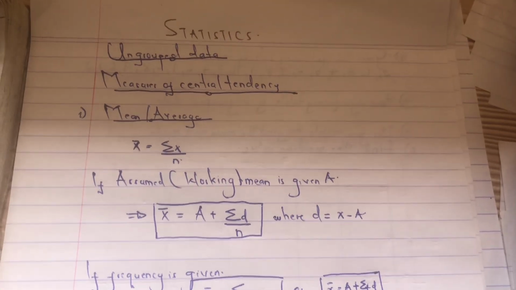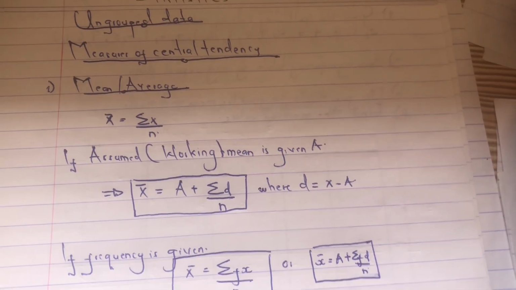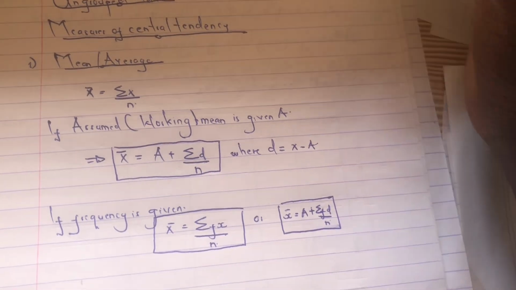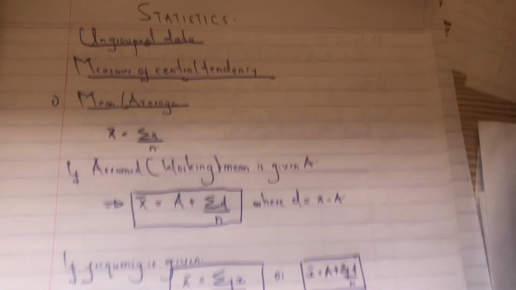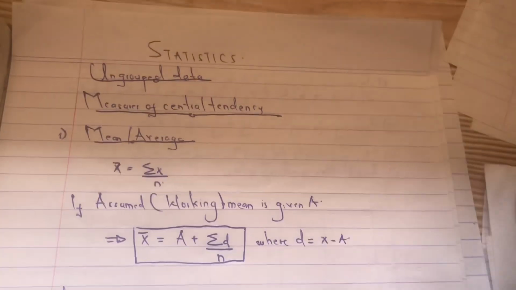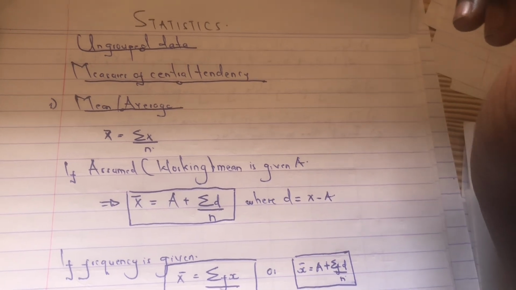Today we are going to look at statistics. Statistics is the branch of mathematics that deals with data. That is collection, presentation, then you analyze the data and you interpret it. There are two forms of data: ungrouped data and grouped data. Today we shall be looking at the grouped data.